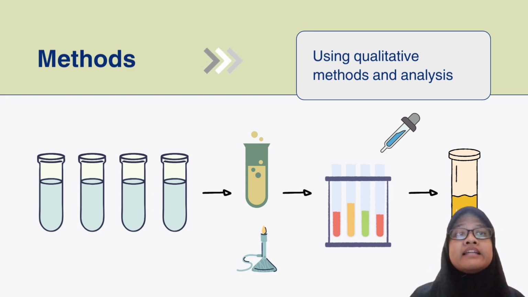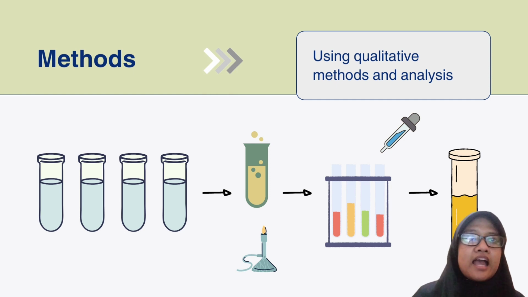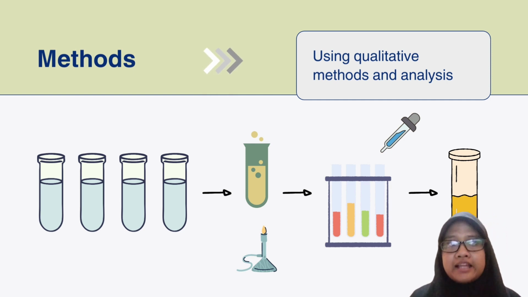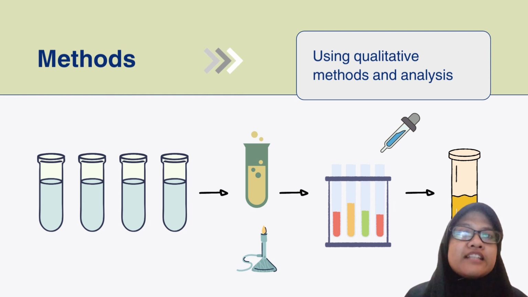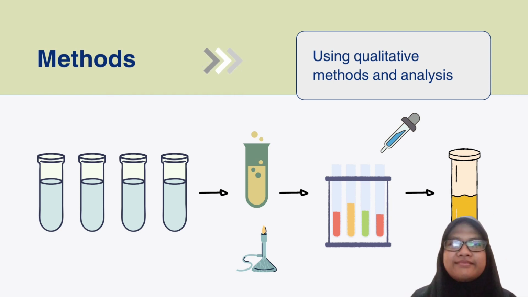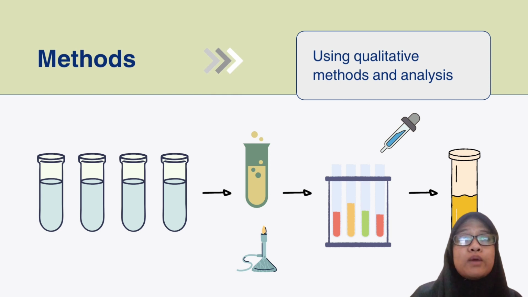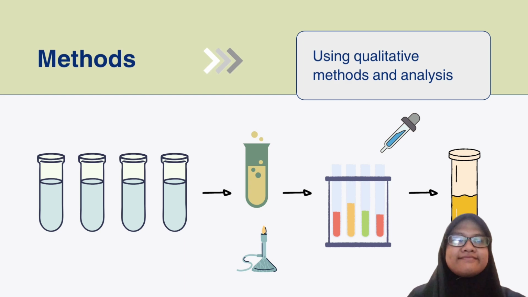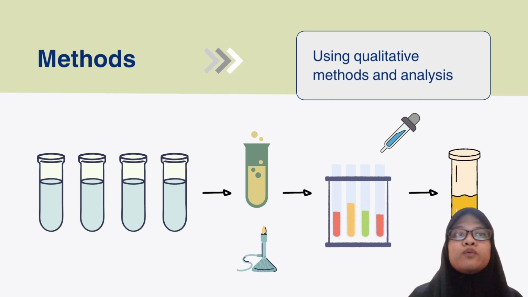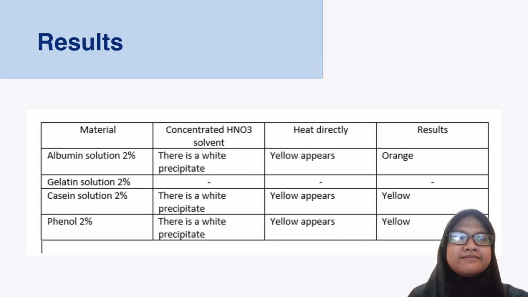After that, heat each test tube directly using the test tube clamp over the spirit lamp. Warning, do not let it boil. After the solution starts to change color, clean the tube with water. When it is not hot, add approximately 5 drops of sodium hydroxide slowly to each test tube. Then, what will happen? So here's the result of Xanthoprotein test.